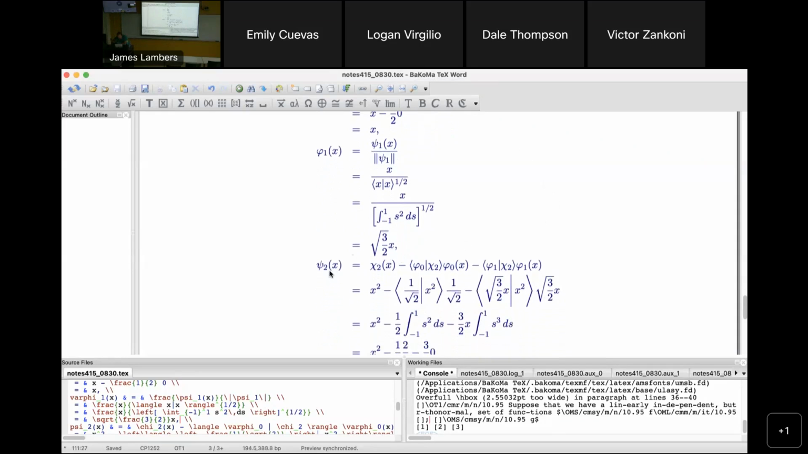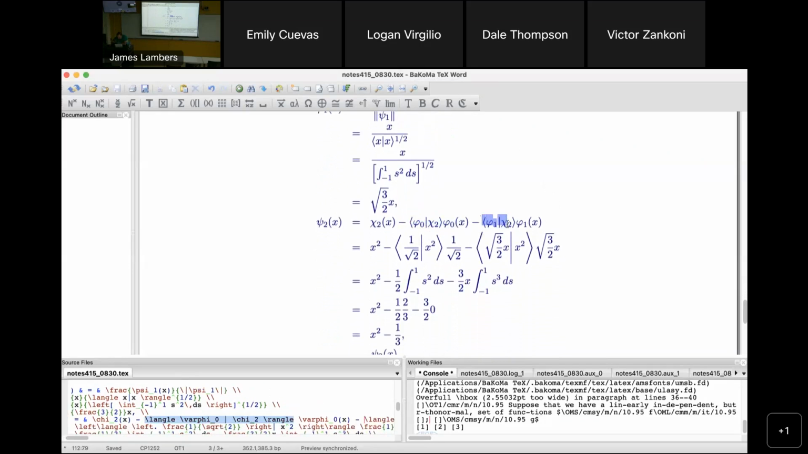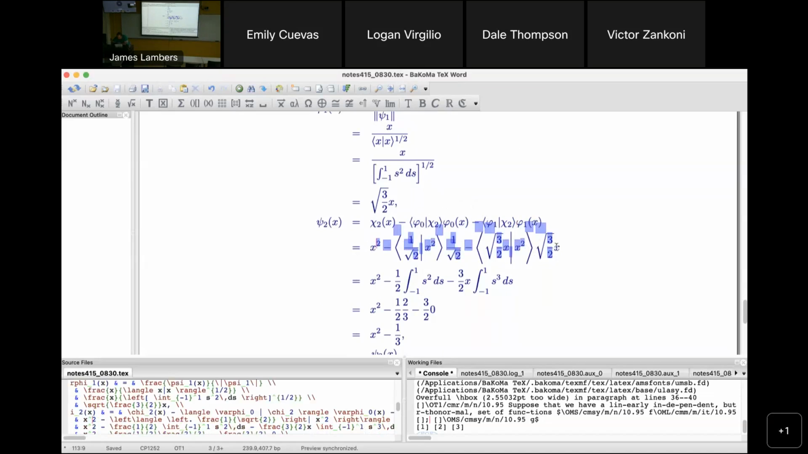Now we continue. From chi2, we're going to get psi 2. We subtract off the appropriate multiple of phi 0 and of phi 1. These are the multiples that we subtract off, given by these scalar products. So it's chi2 scalar product with your previous phi, phi 0 here, phi 1 here. So here I fill in what all these functions are.